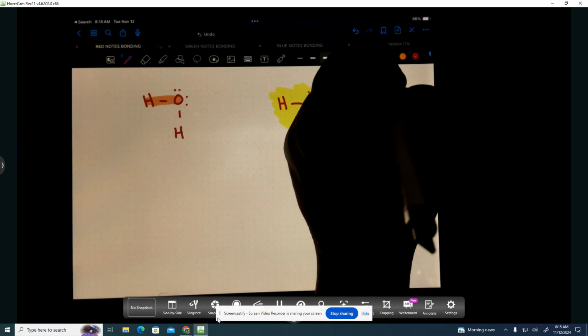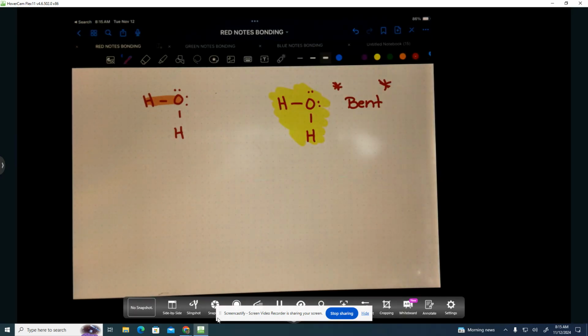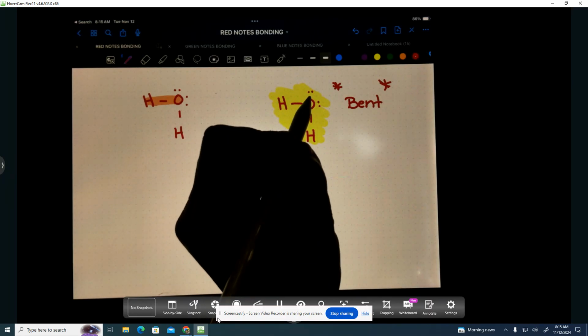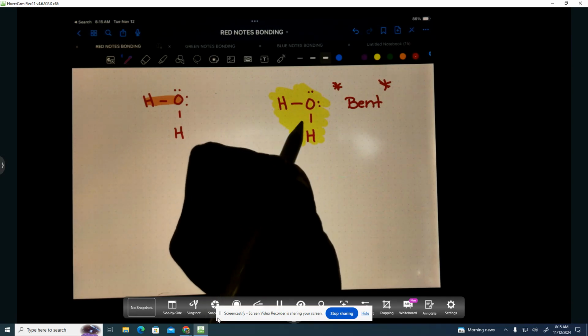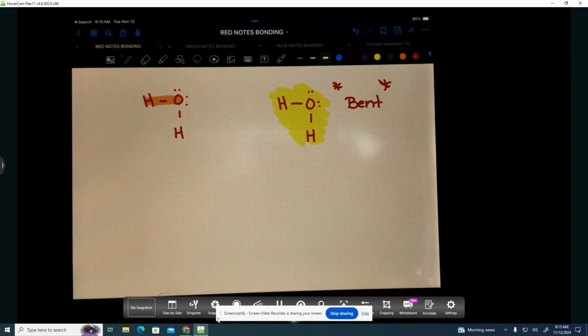Please make sure you star that. You need to know water is a bent molecule. Because water is bent, and it's bent because these two non-bonding pairs of electrons are pushing the hydrogens down towards each other. Is that molecule symmetric or asymmetric?